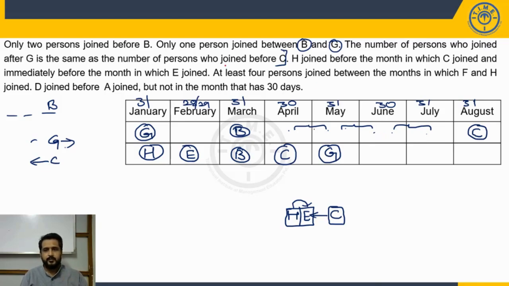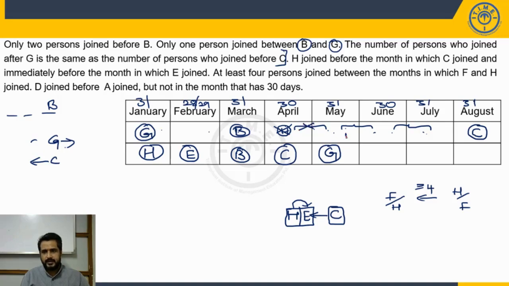Okay. Let's move to the next point. At least 4 persons joined between F and H. F may be joined before H, or H may be joined before F in case 1. But between F and H, at least 4 people will be there. Let us check each and every case of H. If we take H here, minimum 4 between H and F. Is it possible? H, 1, 2, 3, not possible. 1, 2, 3, 4, not possible. So H cannot be here. So this case is ruled out.